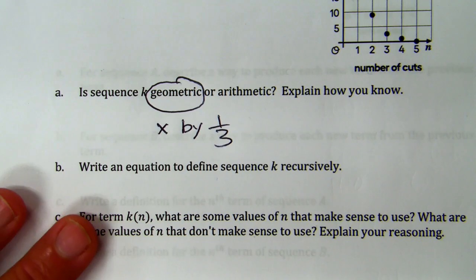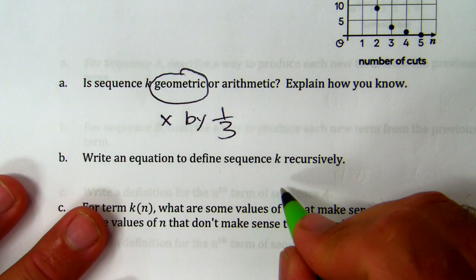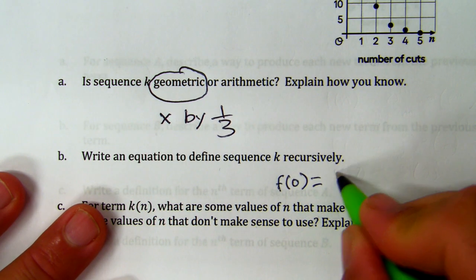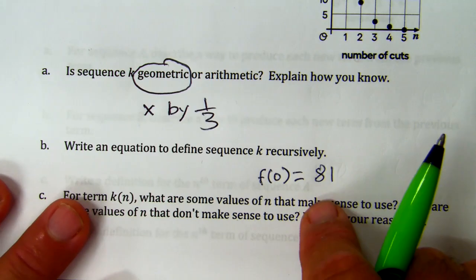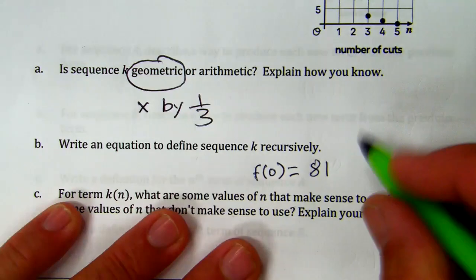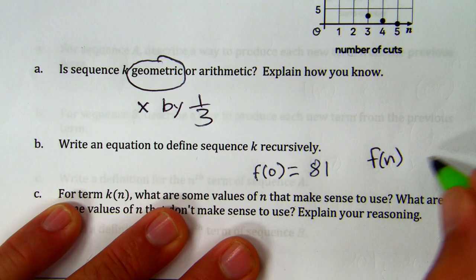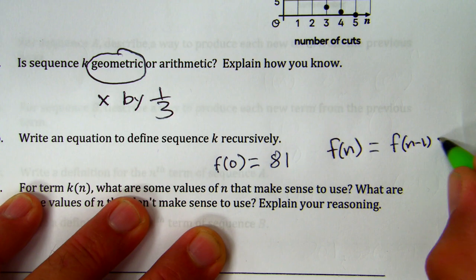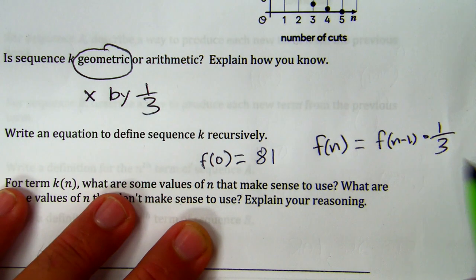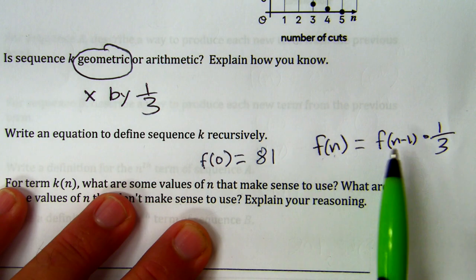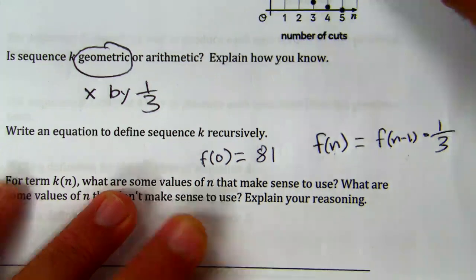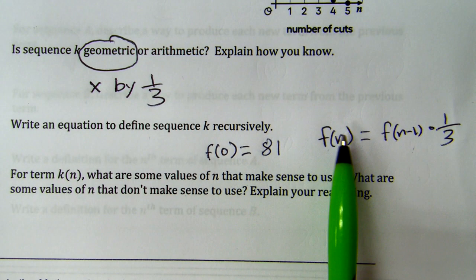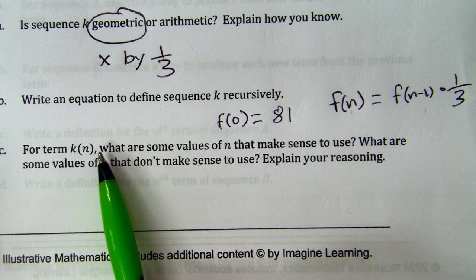Write an equation to define it recursively. Well, first thing I'm going to say is the 0th term was 81. And to be honest with you, I don't care if you use the 0th or the first, but you have to give us a term. And then you just say, to get the current term, you take the previous term times a third. That's what we did. Oh, I used F there, but I noticed in this problem they're using K, probably for cuts, I suppose.